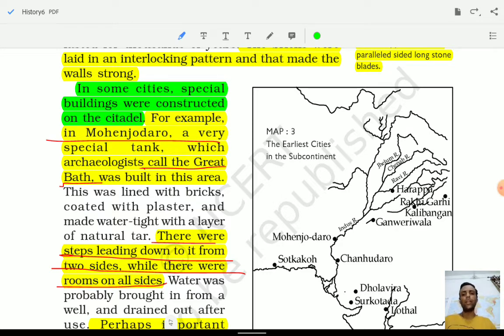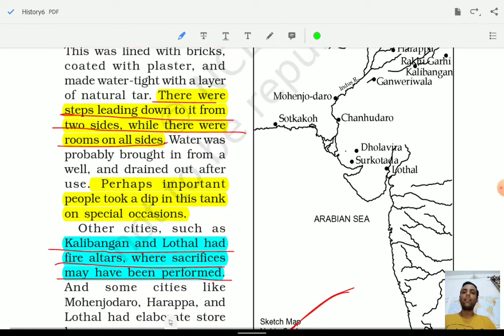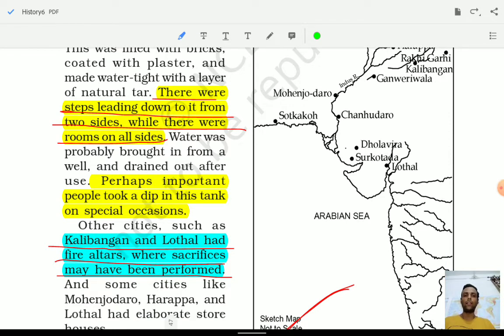So what was the utility? Let us understand that as well. There were steps leading down to it from the two sides, while there were rooms on all sides. So there was a pool, and from two sides there were steps leading to the pool, right? And surrounding that pool there were rooms, probably changing rooms, and maybe rooms for worshipping, or we don't know exactly why these rooms were built. But we understand that they had a basic understanding of cleanliness and worshipping of something, or maybe ritual bathing.